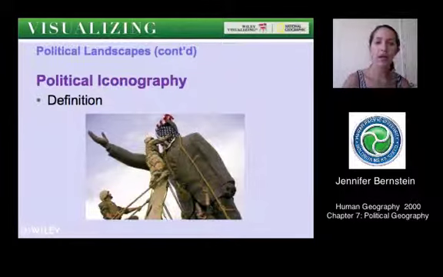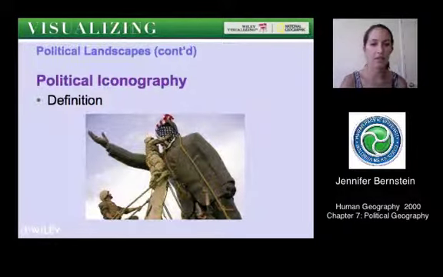So political iconography is an image, an object, or a statue that conveys a certain political message. Here in 2003, Marines placed an American flag on the face of a statue of Saddam Hussein in Baghdad. And you can think how this image might be interpreted very differently by Americans and Middle Easterners.